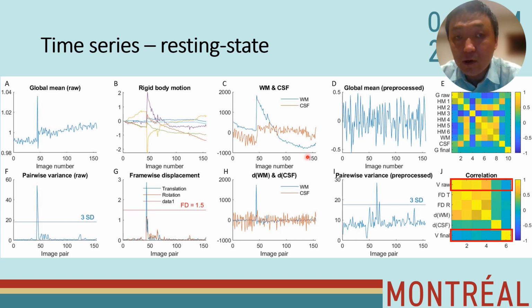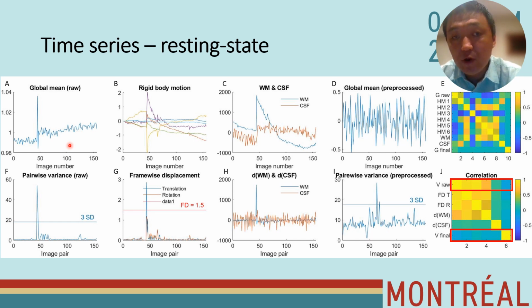We can also calculate the temporal derivative, or the differences between each pair of consecutive images. We can see that those spikes also show up, corresponding very well with the head motion framewise displacement and the changes of variance in these time pairs. So this shows that head motion may contaminate the fMRI signals. And the question becomes whether, when we perform the preprocessing, we can remove such contaminations.